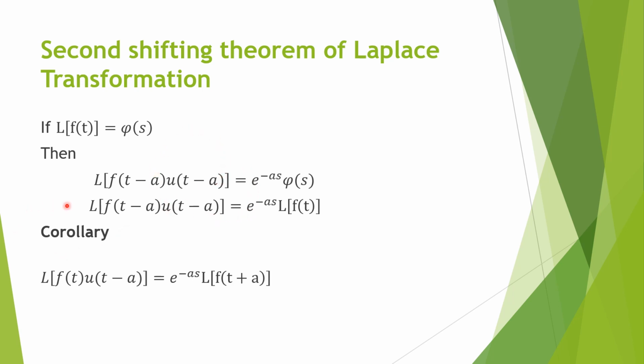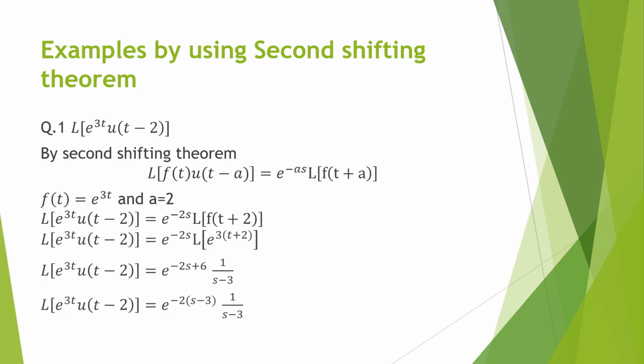The corollary of this second shifting theorem is very important. That is, Laplace transformation of function of t times u of t minus a will become e raised to power minus as times Laplace transformation of function of t plus a. Okay, let's check one example based on this.